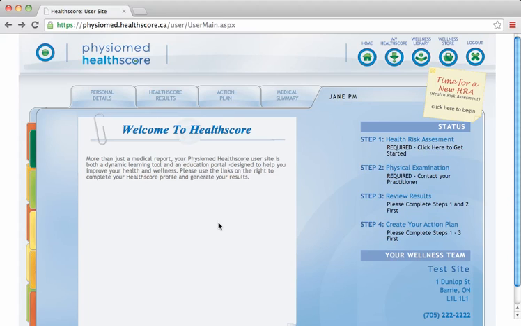Hi everyone, I'm going to run you through a mock intake using your Physiomed Healthscore. The purpose of this is to help us manage both consistency and efficacy, right from the consult to the report of findings, irrespective of who's conducting the intake in your office.